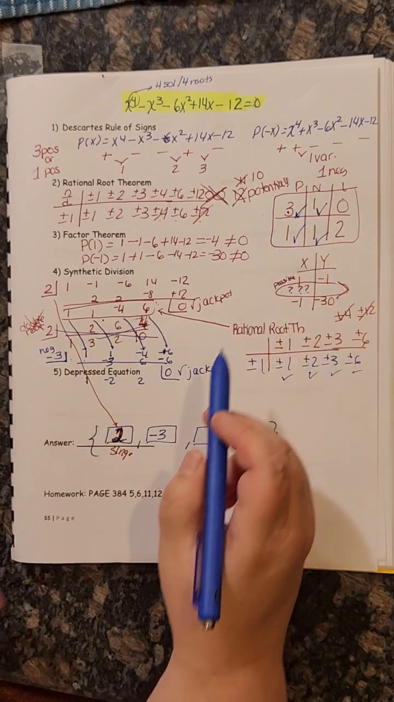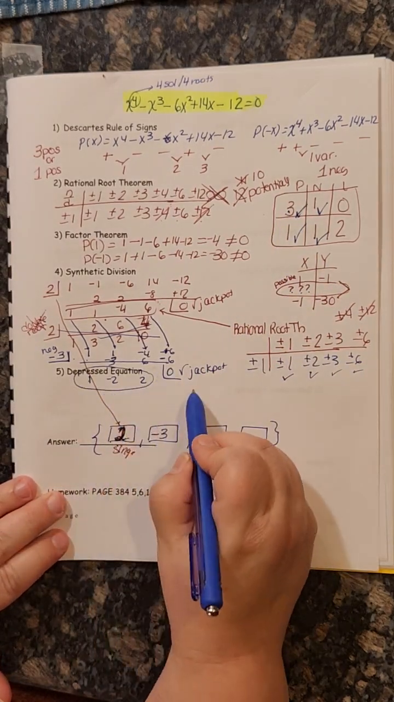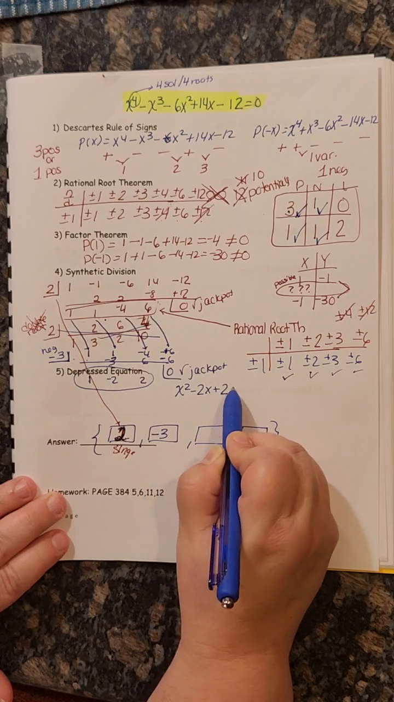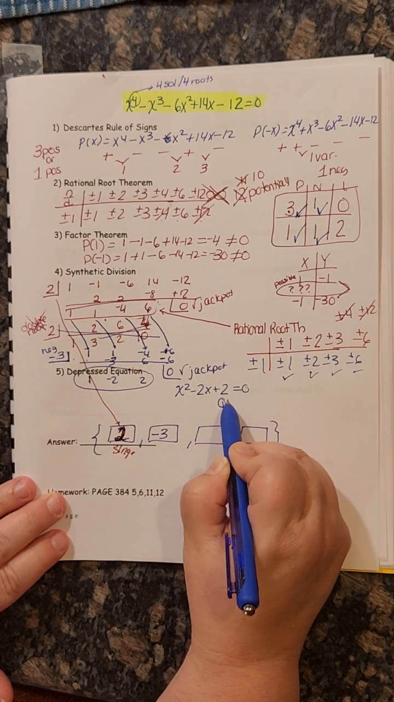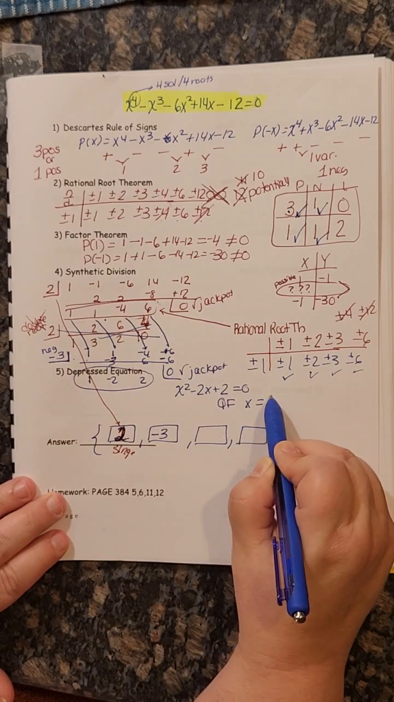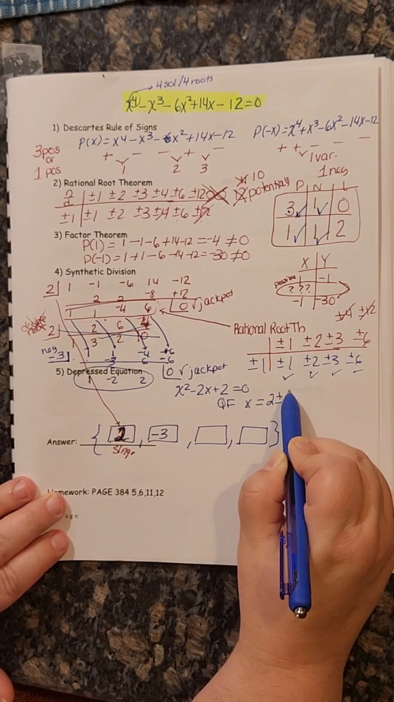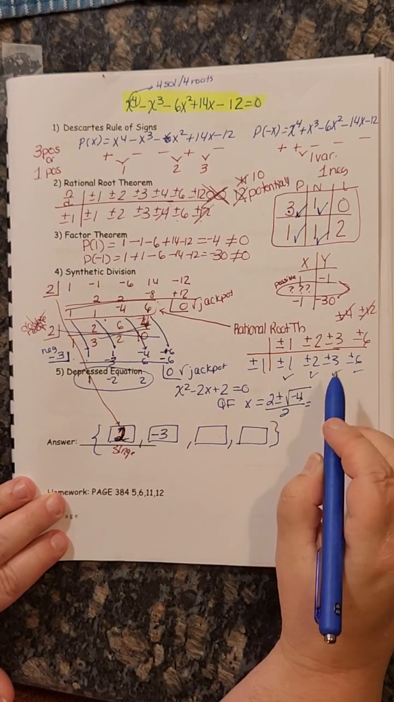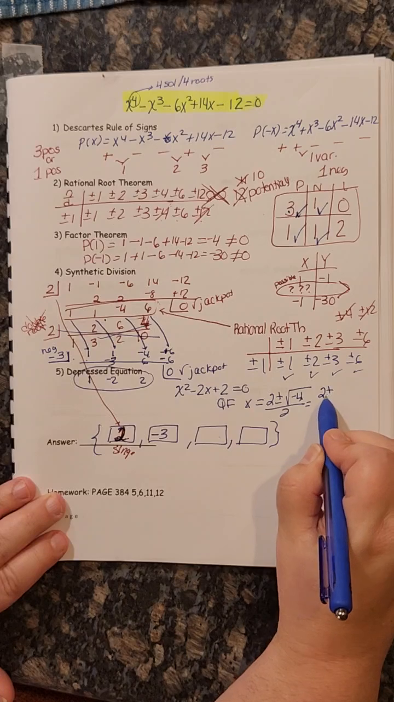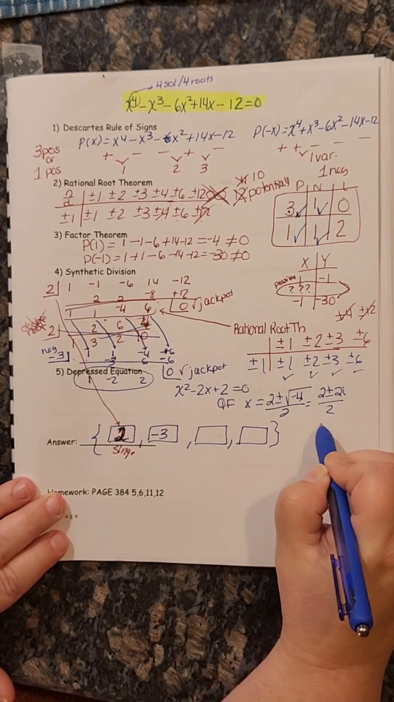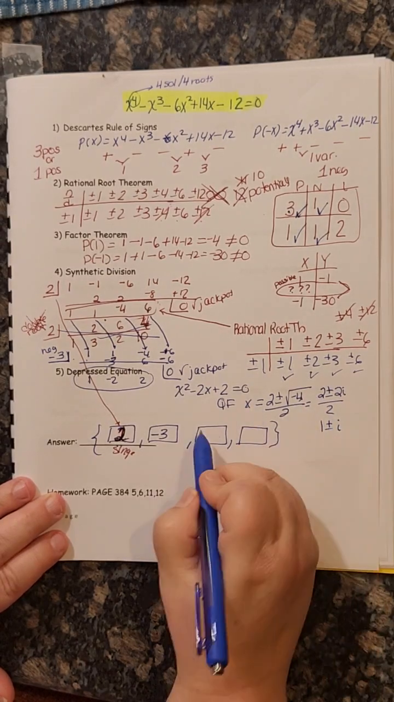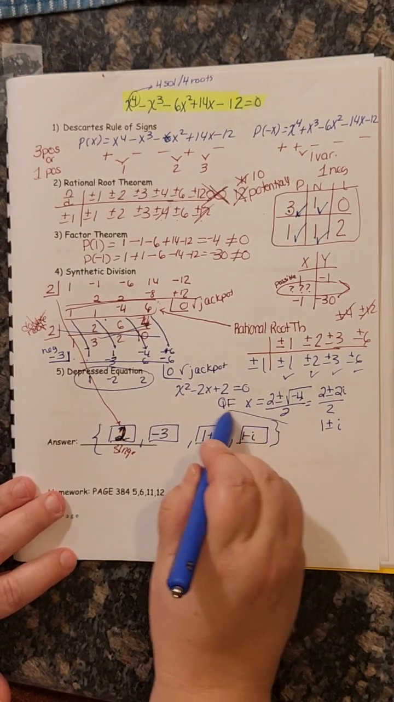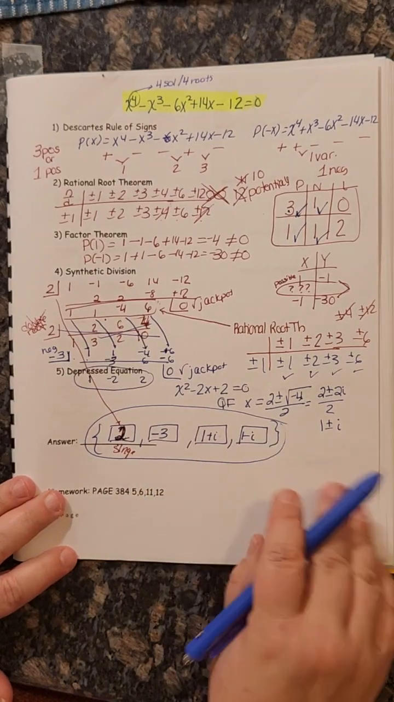It doesn't mean I might not find 2 more positives, but I don't need to go searching for 2 more positives because now I've got it depressed down to x squared minus 2x plus 2 equals 0, which if I put that into the quadratic formula, you would get 2 plus or minus the square root of negative 4 over 2. I'm going to trust that you can do your b squared minus 4ac. And you get 2 plus or minus 2i over 2, which is 1 plus or minus i. So that's a 1 plus i and a 1 minus i. And now you have the solutions to all 4.